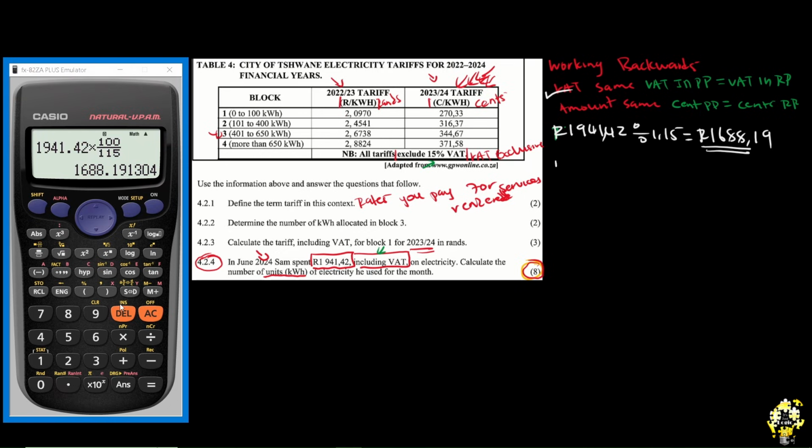How do we do that? I have told you before. If you want to change 1,688.19 to be in cents, we are supposed to multiply it, not divide. Multiply it by 100. We're only dividing if we are going to rands. So because it's already here on the calculator, let's just simply multiply by 100. We get that it becomes 168,819.1304 cents.